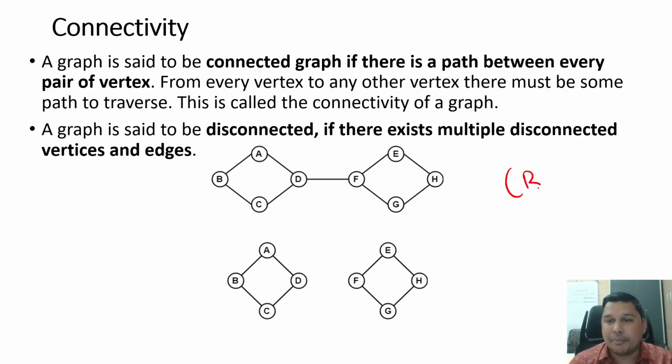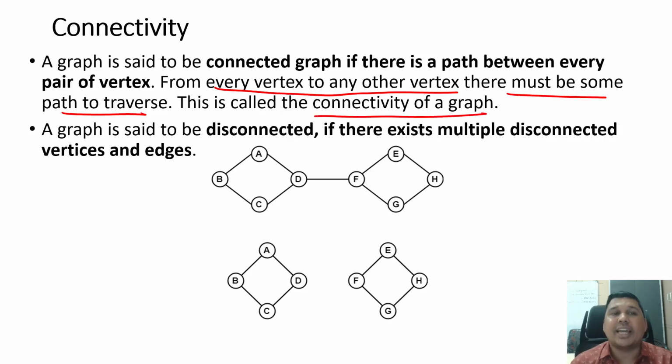If I say B comma H, is there any path? Yes, there is a path. If I take A comma G, yes, there is a path. So then we say it's a connected graph: a graph where there is a path from every vertex to all the other vertices. From every vertex to any other vertex, there must be some path to traverse. This is called the connectivity of a graph. It means the graph is a connected graph.